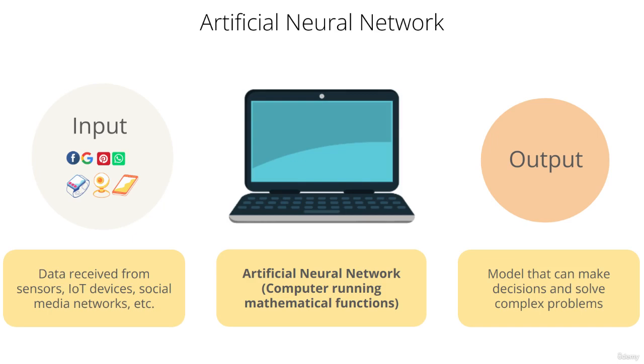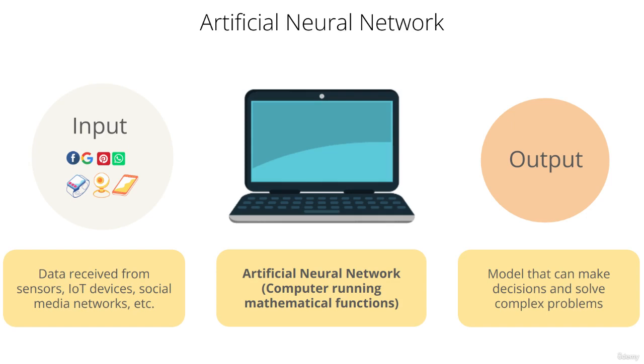This is a simple way of visualizing an artificial neural network. On the left, you have inputs, which is basically the data collected through different sensors and devices. Social media networks, our phones, tablets, laptops, and IoT devices continuously generate data. This data is then fed to the artificial neural network. Think about the artificial neural network as a computer that uses mathematical functions to analyze this data and make predictions. The output in this case is an AI model that can help us make predictions and solve complex problems.